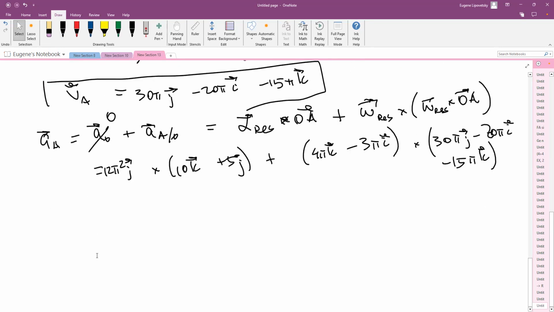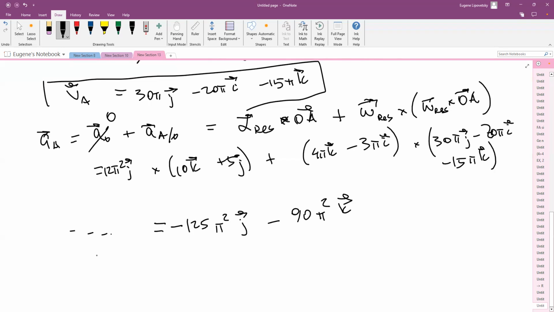After everything is done, we'll have the following results. Minus 125 pi squared j minus 90 pi squared k. That's the acceleration of A. This was a little bit of review of 3D kinematics.